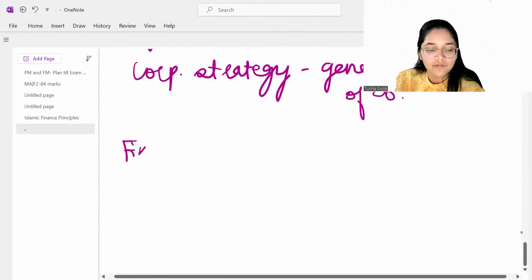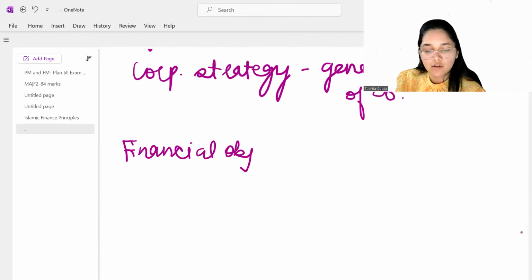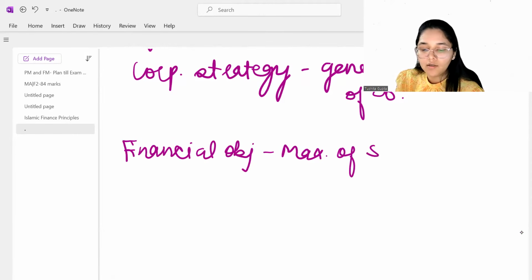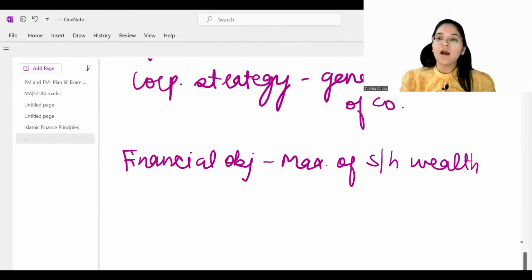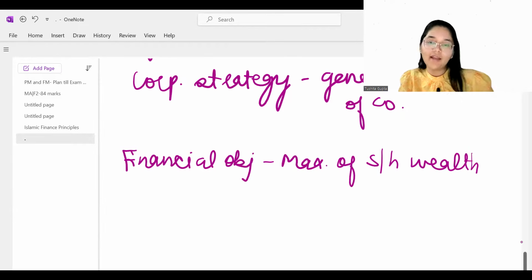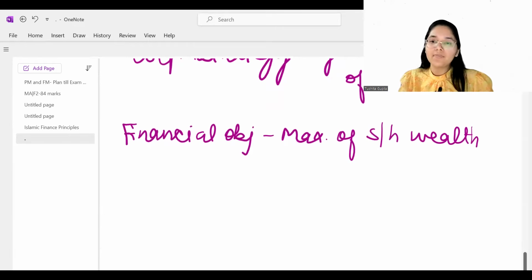Now, there are also financial objectives. So the ultimate financial objective of financial management, I'm sure you would know this, is the maximization of shareholder wealth. So if you ever get asked what is the ultimate financial objective of financial management, it will always be the maximization of the wealth of your shareholders.